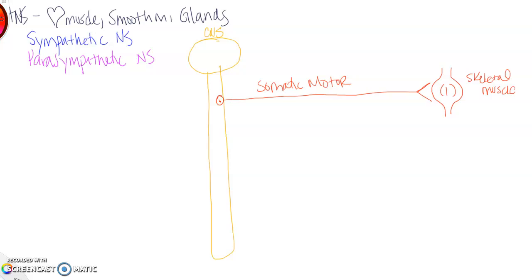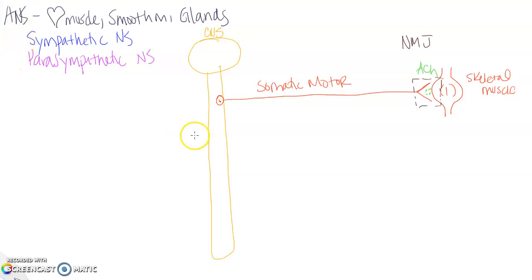We also know that this area here, from neuron to the muscle, is called the neuromuscular junction. And it innervates the muscle through sending a neurotransmitter, here, called acetylcholine. Okay, so this is review. We already know this.